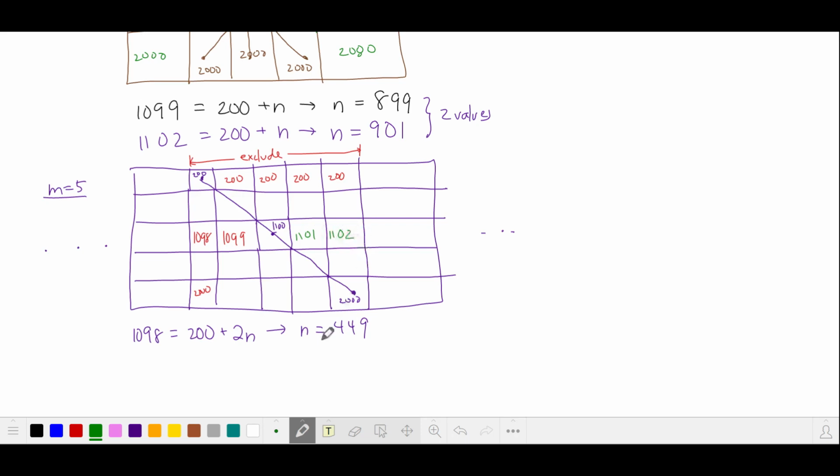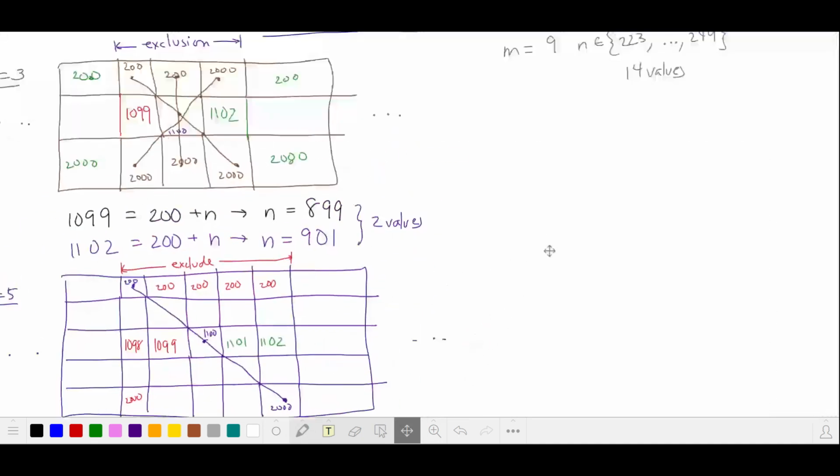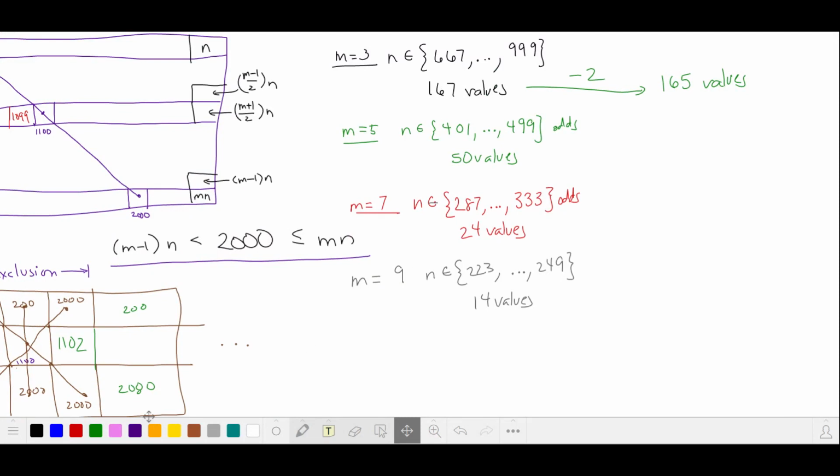This is 1101, 1102. We can't have 1102 be 200 plus 2n. That gives us an n value of 451. These are also two consecutive odd numbers. So even though 200 can't be in these other three locations, they're either even or fractions. So we just have two values that we need to remove from our set of values. So I'll just subtract 2, and we're down to 48 values for m equals 5.